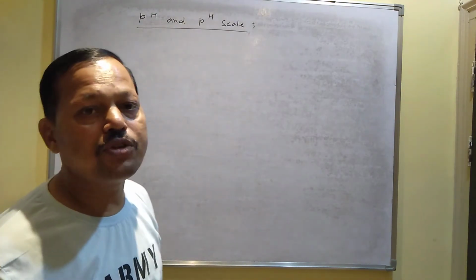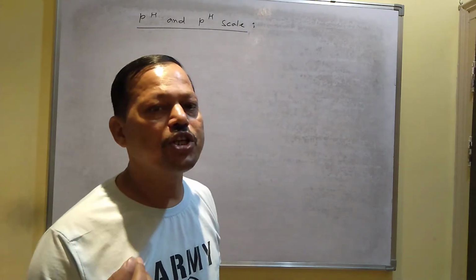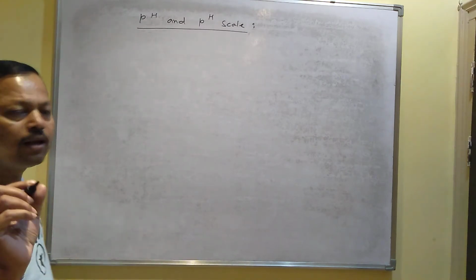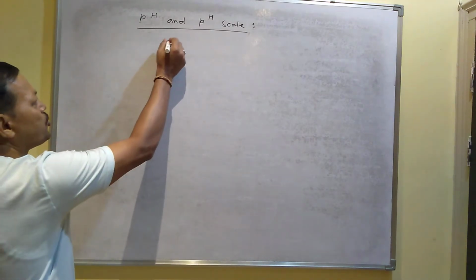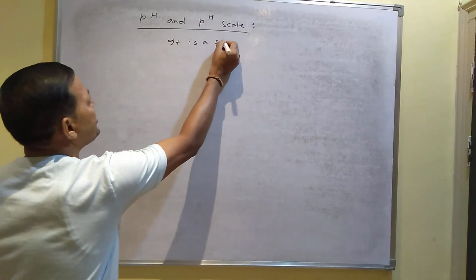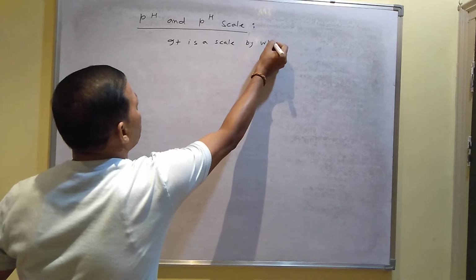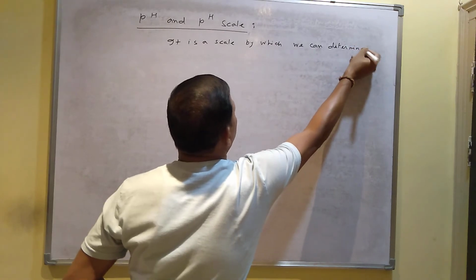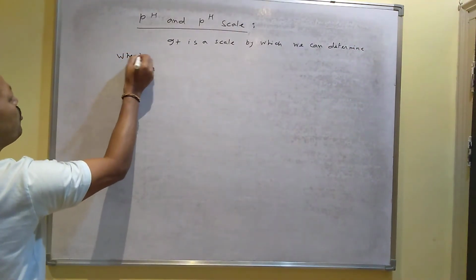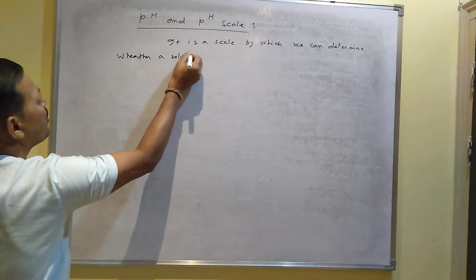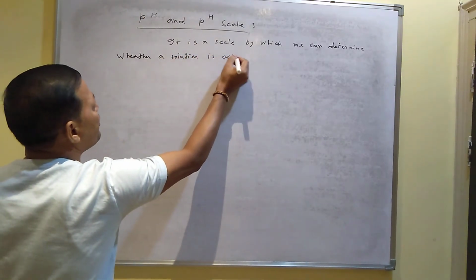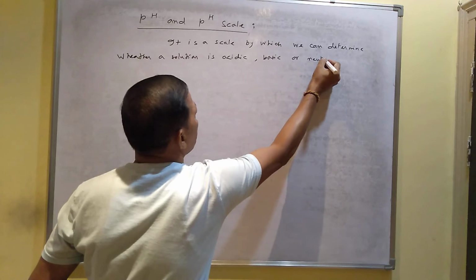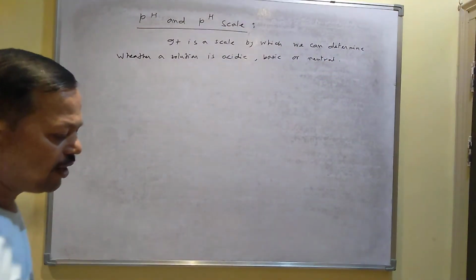Now here you will get how to determine the pH, numerically, how to determine the pH value. To find out that, there is a definition for pH. So it is a scale by which we can determine whether a solution is acidic, basic or neutral.